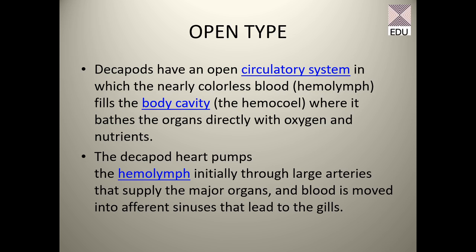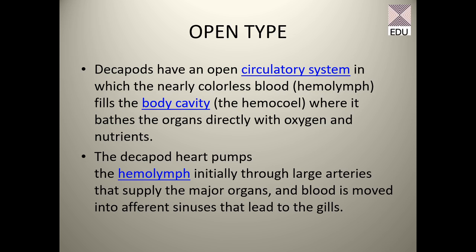Now decapods. If you take the example of a decapod, they have an open circulatory system and a hemolymph which is colorless, and the hemolymph fills the body cavity, which is also called the hemocoel, where it bathes the organs directly with oxygen and nutrients that we have discussed earlier. So the decapod heart pumps the hemolymph initially through large arteries that supply the major organs, the brain and the hemocoel, and the blood is moved into efferent sinuses that lead to the gills.